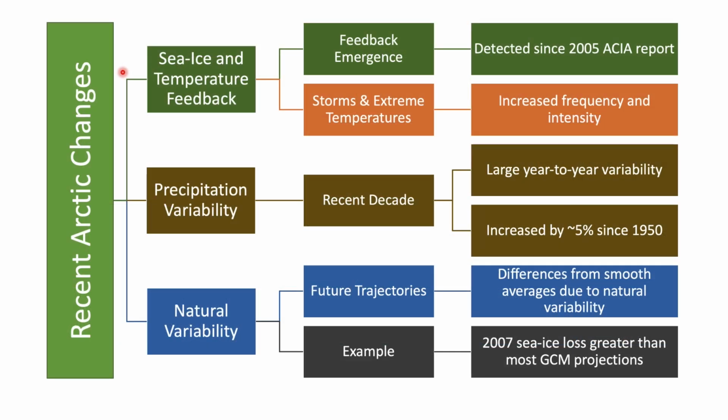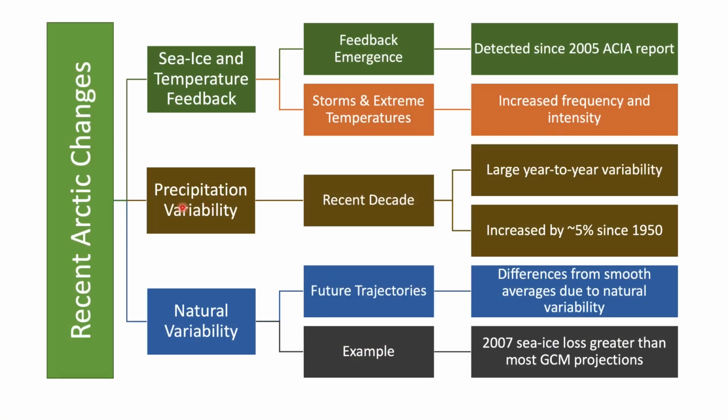We are going to look at some of the feedback mechanisms, that is, the sea ice and temperature feedback, and how it happens in the Arctic cryosphere. The feedback emergence was first detected in the 2015 AICA reports. That's the first time we had seen that there is a feedback mechanism that operates between sea ice and temperature. Then storms and extreme temperatures are increasing in frequency and intensity. So this is observed very recently. The temperature increases and heat wave events are happening very regularly, and their intensity as well as frequency have increased. And when we look at precipitation, it actually changes.